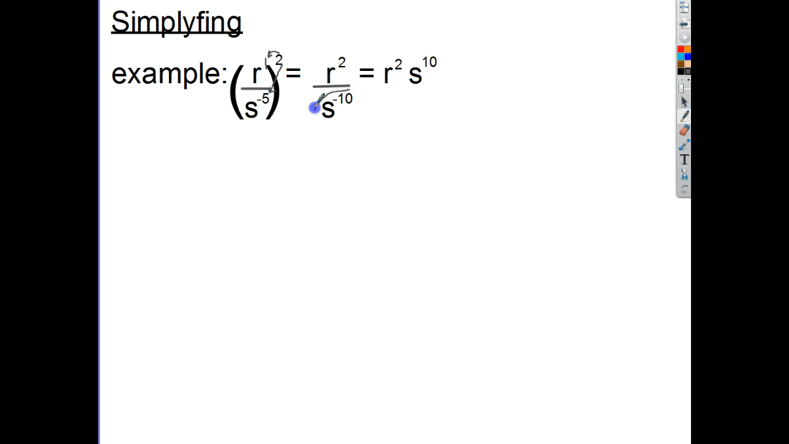We'll now take that to the top because it's got a negative exponent. It shows up as a factor. R to the 2 times S to the 10. You try this one.